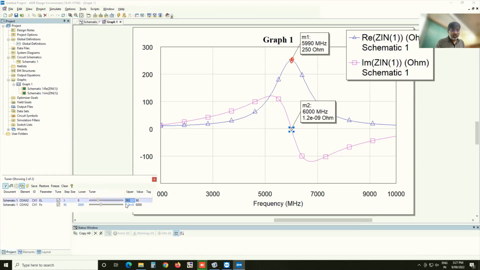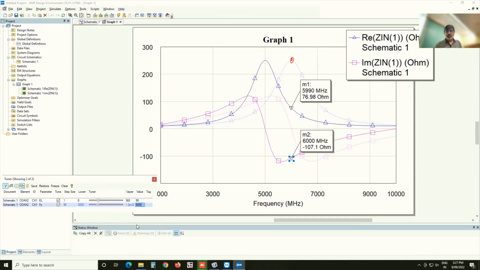If I now change the definition of the transmission line, which was defined as 90 degrees at 6 gigahertz, and instead make it 90 degrees at 5 gigahertz, you see what has happened? That peak position has just shifted to 5 gigahertz, right? This is exactly the same. It's 250 ohms, but now it's at 5 gigahertz, and this is 0 ohms at 5 gigahertz.